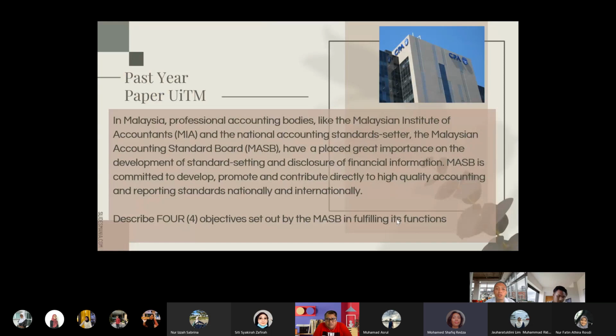In Malaysia, professional accounting bodies like the Malaysian Institute of Accountants (MIA) and the national accounting standard center, which is the MASB, have placed great importance on the development of standard setting and disclosure of financial information. MASB is committed to develop, promote, and contribute to high quality accounting standards internationally. So describe 4 objectives set out by the MASB in fulfilling its function.